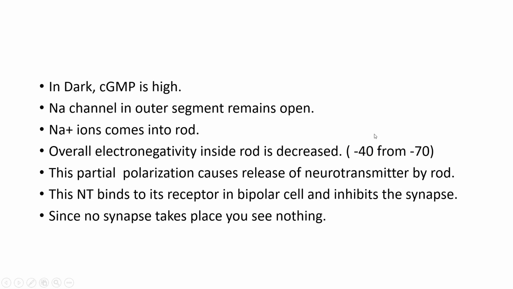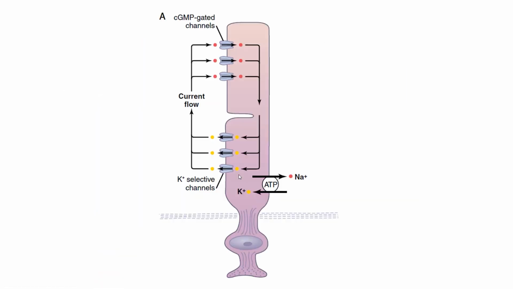During the absence of light, it is partly polarized, and this partial polarization causes the release of neurotransmitter by the rod. What I mean to say is, if you look at this structure of the rod, from the synaptic body, the rods release the neurotransmitter because of partial polarization. When this becomes less electronegative, or more positive, more neurotransmitter is released. So rods during the dark, during the absence of light, secrete neurotransmitters.